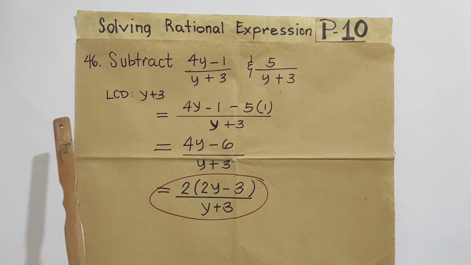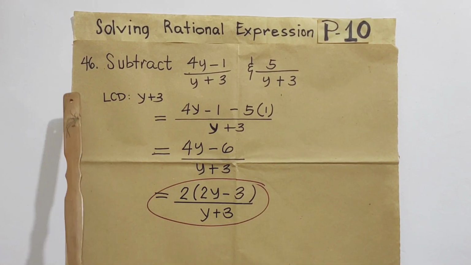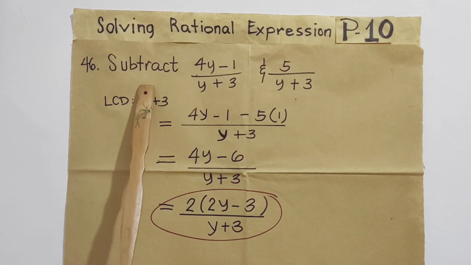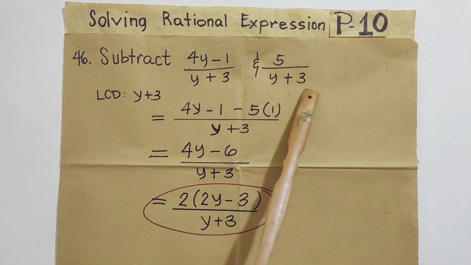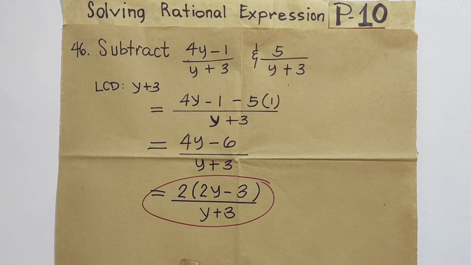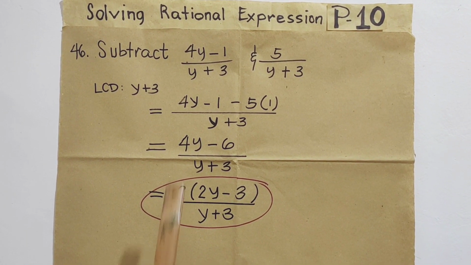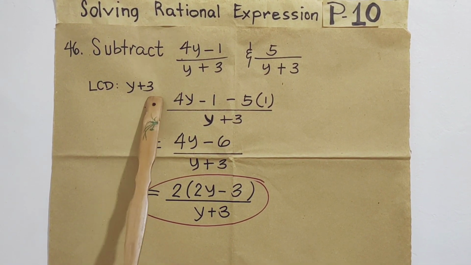Guys, let us continue our solving rational expression part 10. We're now in part 6 problem. Subtract (4y minus 1) over (y plus 3) and 5 over (y plus 3). In solving subtraction of rational expressions, we have to know first the LCD. If we have the same denominator, our LCD is the same also, y plus 3.